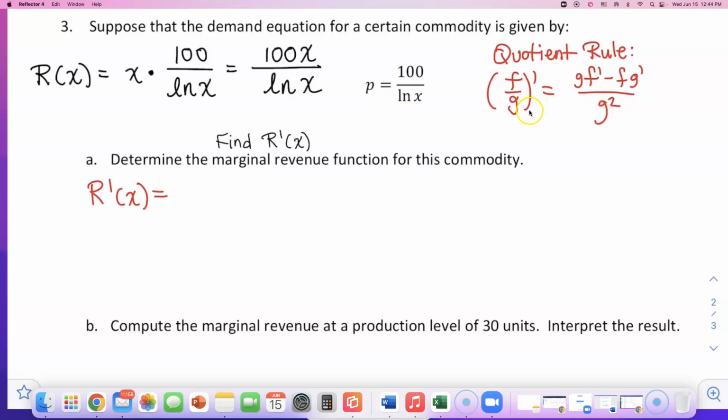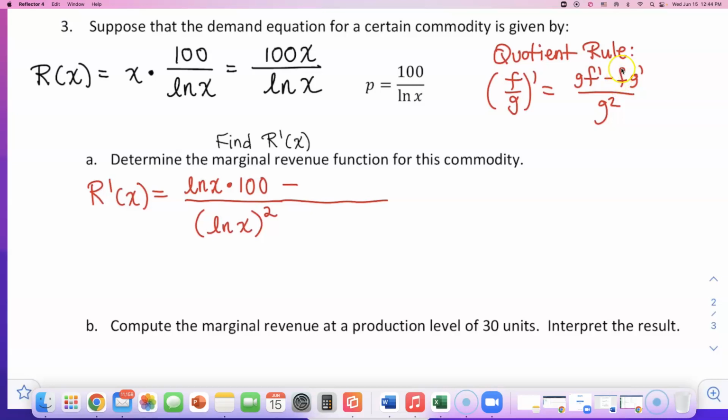So let's go ahead and plug in everything. The bottom of the fraction was natural log of X, so in the marginal revenue function, the denominator is just going to be natural log of X squared, the original bottom squared. Now let's go to the top of the fraction. I need to start the numerator with the original g of x, the bottom of the fraction, which is natural log of x, times the numerator derivative. So f prime is going to be 100, since the derivative of 100x is just 100. Then a minus sign.